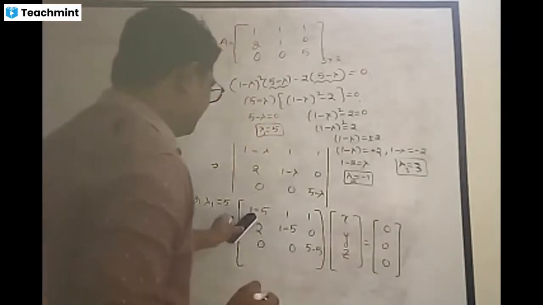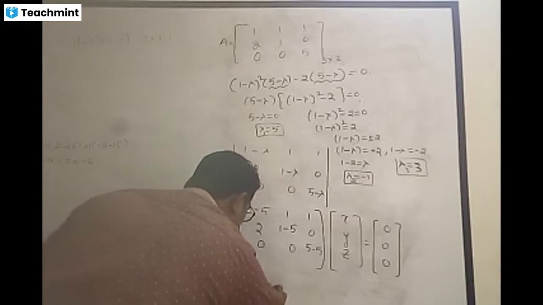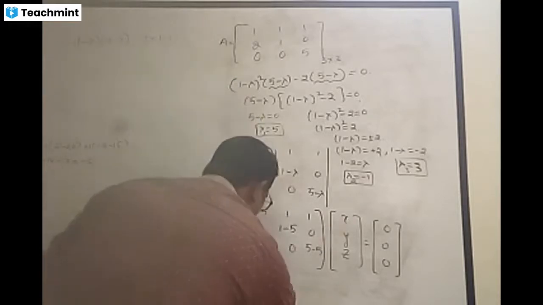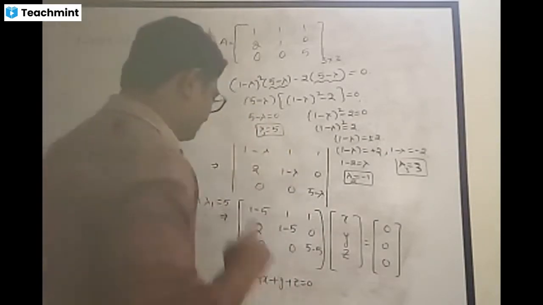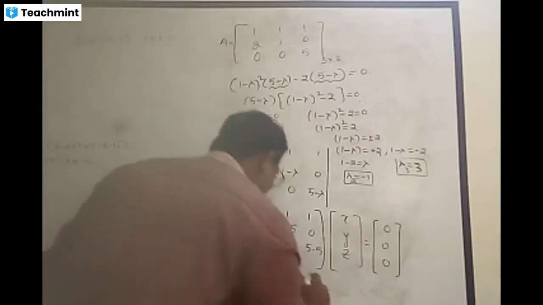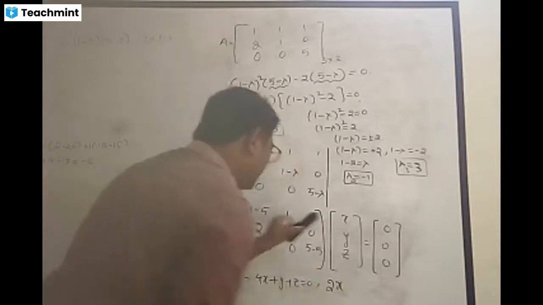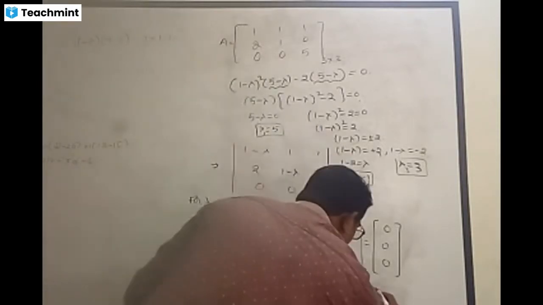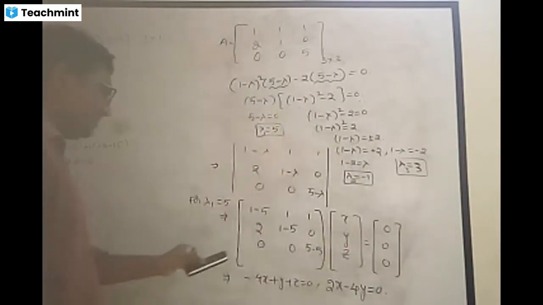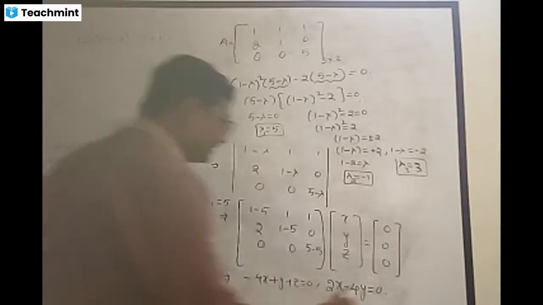Next, minus 4 into x, minus 4x, plus 1 into y, y, plus 1 into z, z equals 0. This is the first equation from the first row. Next, second row: 2 into x minus 4 into y plus 0 into z, nothing. We get 0. Last one: 0 into x, 0 into y, 0 into z, nothing, we get 0.